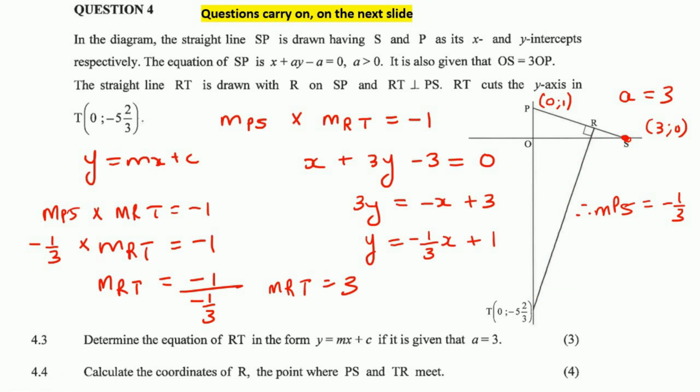So now we have the gradient, which is 3. Then to find c, you just need any point on this line, because that's the line we're looking for. So we could just take this point over here.